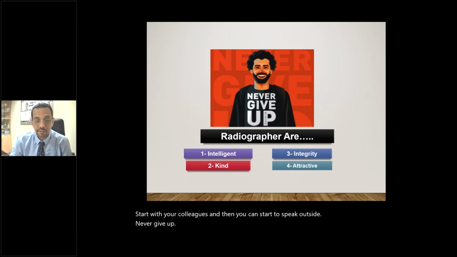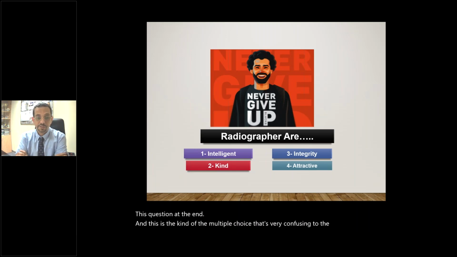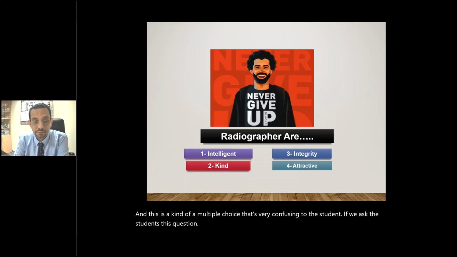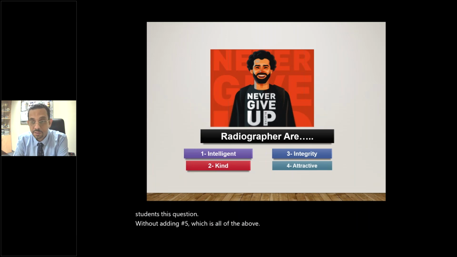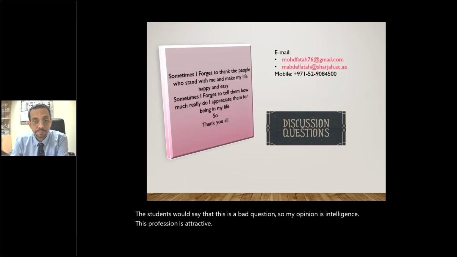This question at the end: radiographers are intelligent, kind, have integrity, attractive. This is a kind of multiple choice that is very confusing to the student. If we ask the students this question without adding number 5, which is all of the above, the students will say that this is a bad question. So my opinion is that radiographers are intelligent, kind, have integrity, and this profession is attractive. This is my reference.